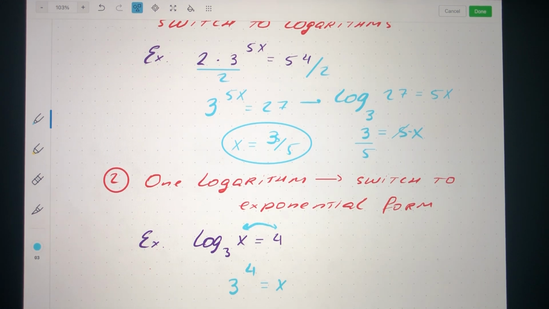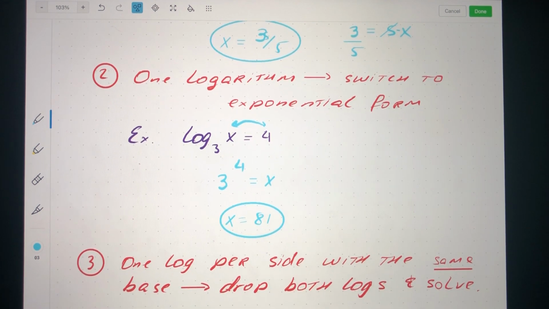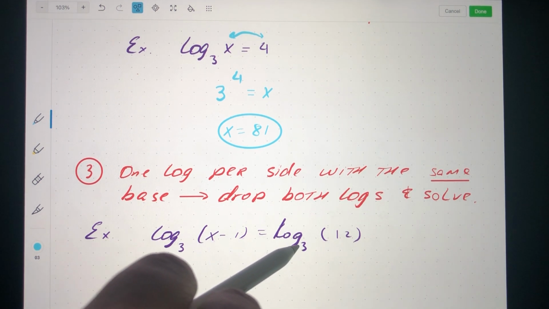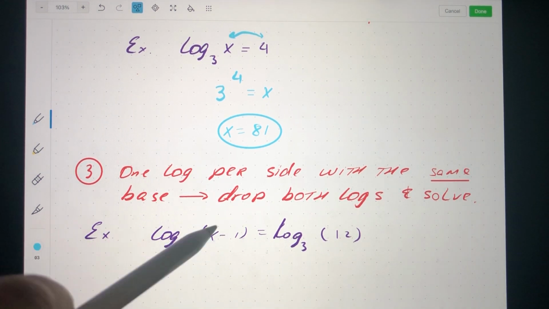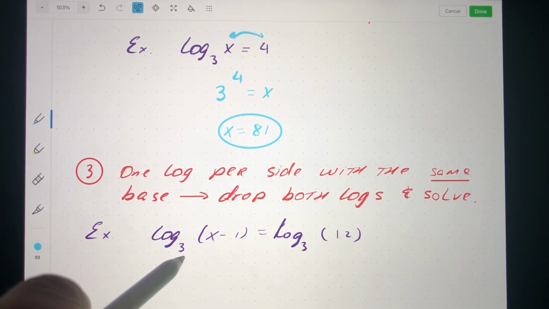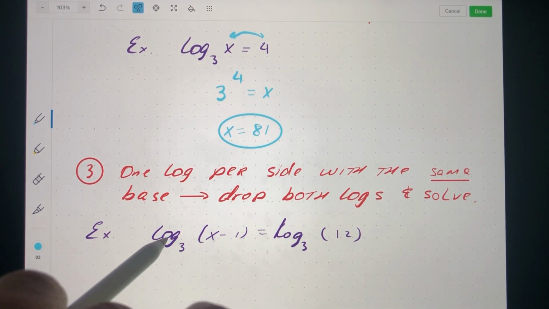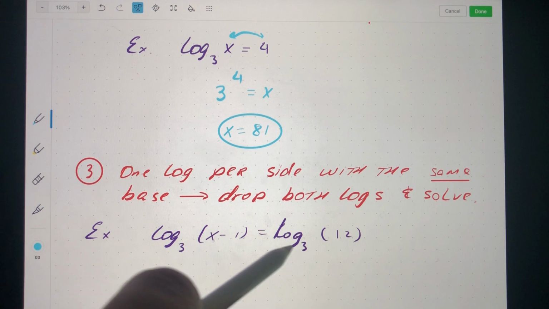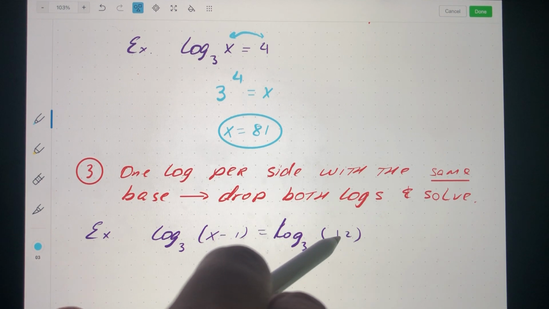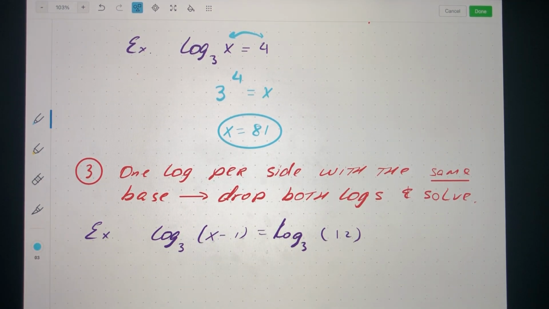So that's the first two cases. The third case is we might get one log per side with the same base and nothing else. And that's very important that there is nothing else, because if there was anything else, we would not be able to use this method. But if that's all we have, then if we look at both sides, the logs are the same. The only way to make these two halves equal is if the inside of this log must be equal to the inside of this log. Meaning we can simply ignore the logs altogether and simply solve x minus 1 is 12. Adding 1 to both sides, we get our answer. X is 13.